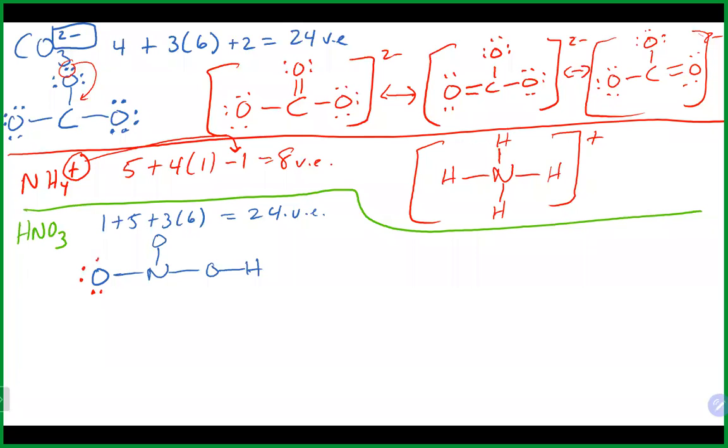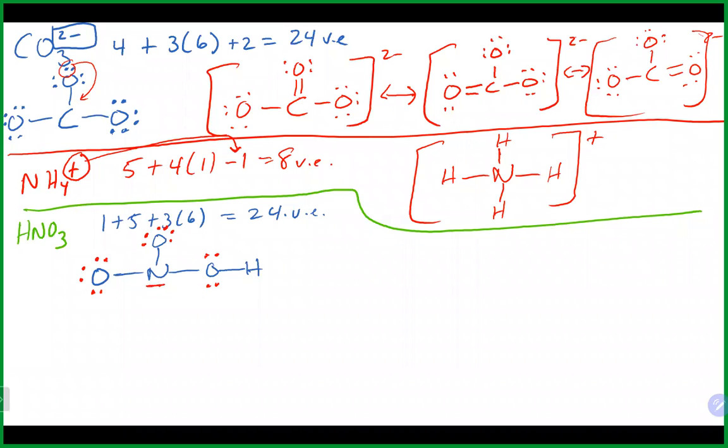2, 4, 6, 8, 10, 12. The next outside one is the other oxygen that could take some electrons. 14 and 16. At that point, I have now placed all of my 24 electrons. Are all of the atoms okay? Yeah, we are short here at the nitrogen. It has only 6 electrons around it.